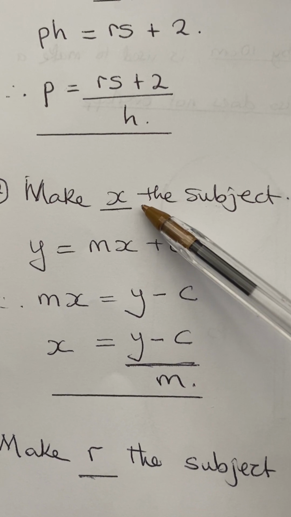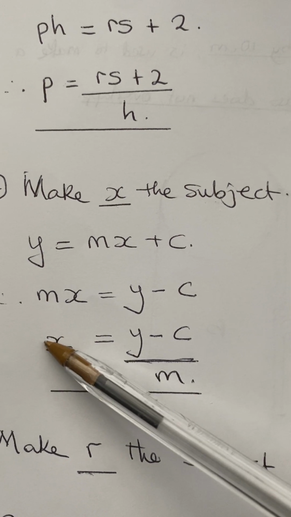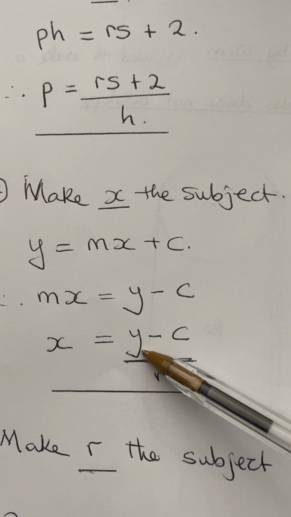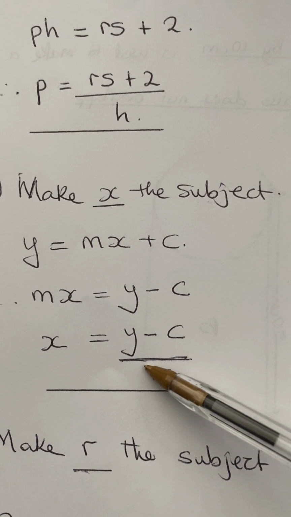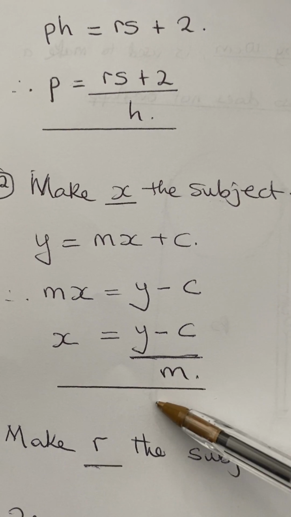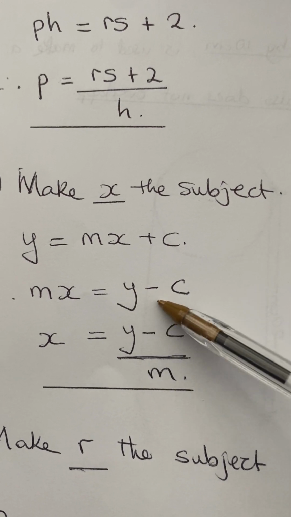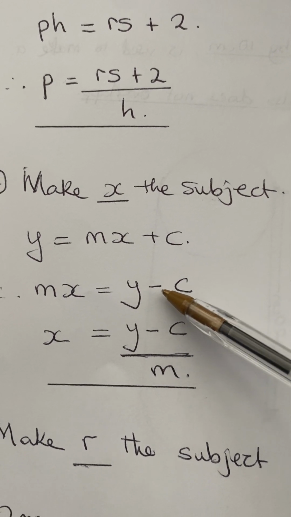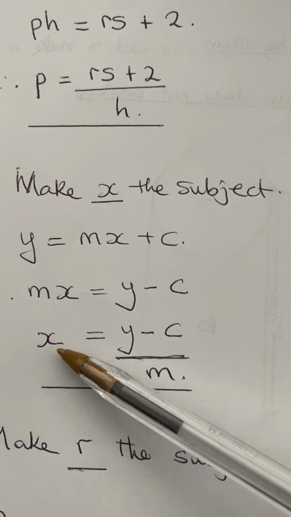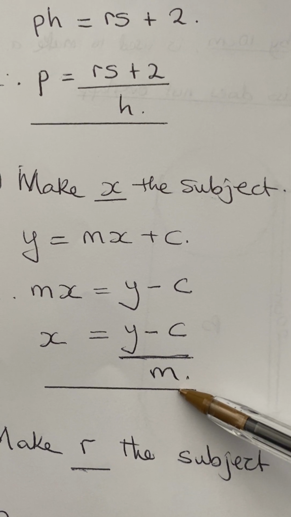We are making x the subject. So now x, like in x-ray, will be equal to y minus c all over m, because we need to divide both sides by m. m is not going to divide only y, it will divide y minus c. So if we do that, x becomes y minus c all over m.